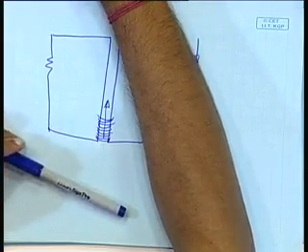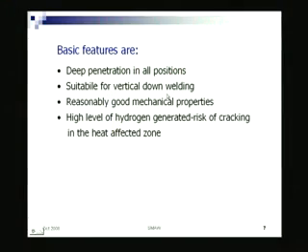So, here it says that it is also suitable for vertical down welding, because there can be situations where I cannot go from bottom up, I have to come from top to bottom. So, it not only has good penetrating power in all position welding, it is also suitable for vertical down welding. Reasonably good mechanical properties, that means the weld properties we get there, I mean these are all qualitative, reasonably good we are saying.